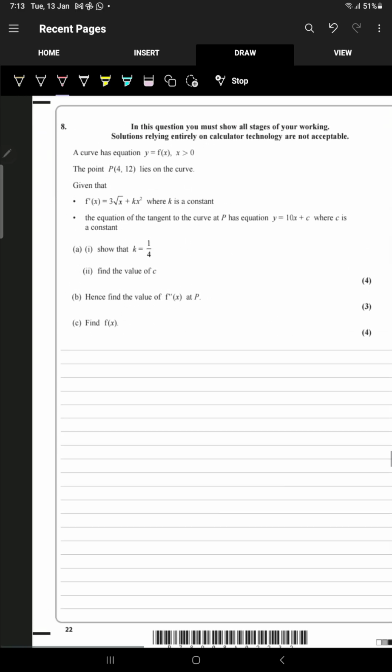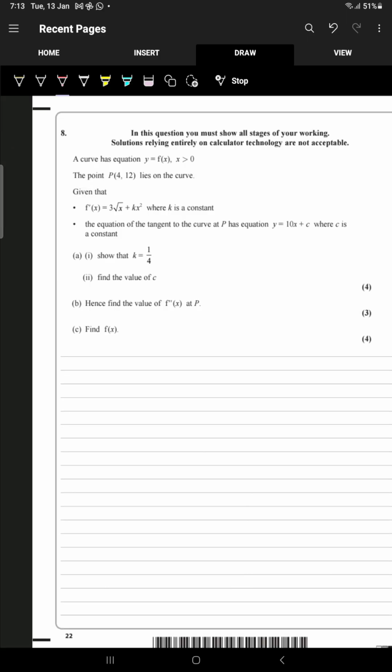All right, so curve C has an equation y equals f of x, where x is greater than 0. The point (4, 12) lies on the curve. Given that f dash of x is 3 root x plus k x squared, where k is a constant, we have the equation of a tangent to the curve, where c is a constant. Show that k is equal to 1 over 4.